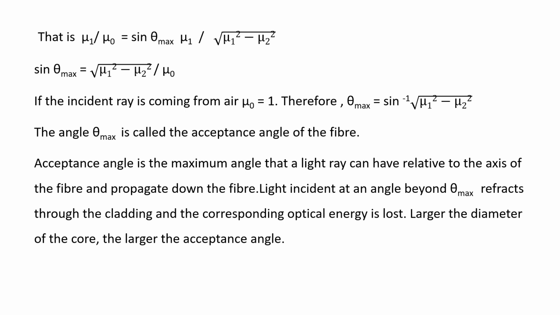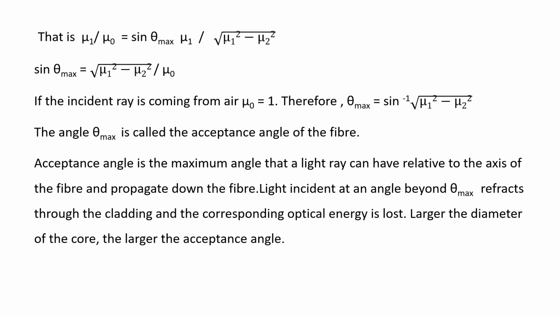Thus, the acceptance angle is the maximum angle that a light ray can have relative to the axis of the fiber and propagate down the fiber. Light incident at an angle beyond theta maximum refracts through the cladding and the corresponding optical energy is lost. If the diameter of the core is larger, then the acceptance angle will be larger. And this is the expression for the acceptance angle: theta maximum is equal to sine inverse of root of mu1 square minus mu2 square.